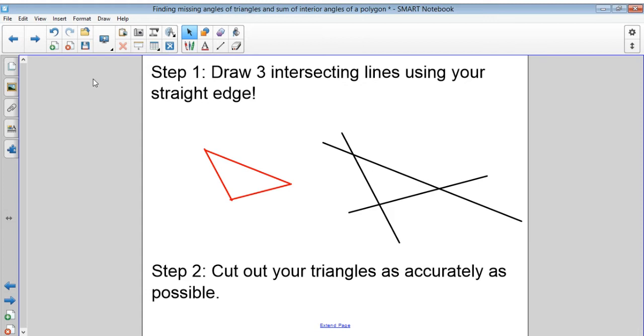It's really important that when you're cutting out the triangle, you really try to make your lines very straight and that the corners, especially where the angles are, are cut very precisely. So take your time and do that as accurately as possible. Again, you can pause the video if you need to go ahead and do that.